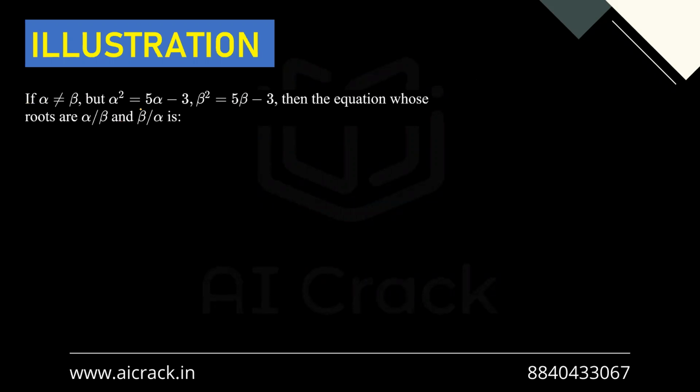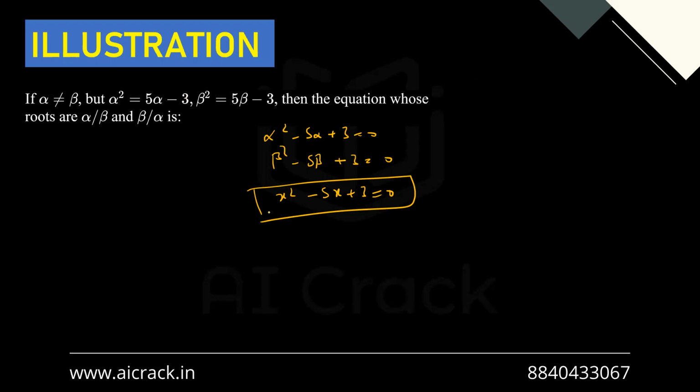If alpha is not equal to beta, but alpha square equals 5 alpha minus 3, and beta square equals 5 beta minus 3, then find the equation whose roots are alpha by beta and beta by alpha. This is a very standard question, so let's see how it goes. Now we know that alpha square minus 5 alpha plus 3 equals 0, and also beta square minus 5 beta plus 3 equals 0. Now you can see that alpha and beta are satisfying a quadratic equation, x square minus 5x plus 3 equals 0. So basically, alpha and beta are the roots of this particular quadratic equation. So alpha plus beta would be 5, basically minus b by a, and alpha beta would be 3.